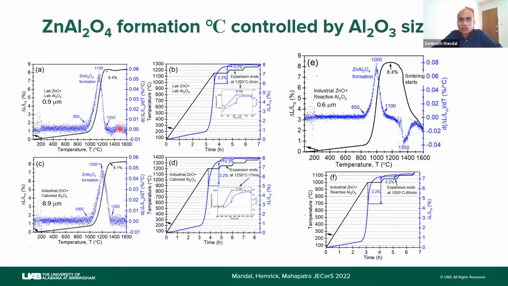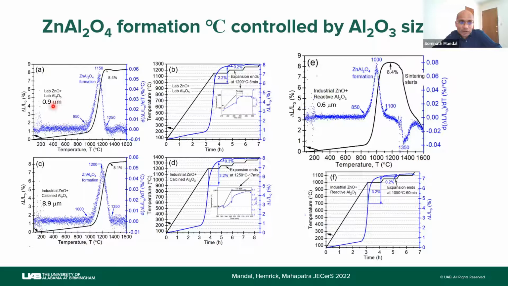So when I used the same industrial zinc oxide but replaced this calcined alumina by reactive alumina, I found that the sintering starts. The sintering actually happens quite appreciably. And this tells us that this zinc aluminate formation temperature is controlled by the alumina particle size as well as its sintering. You can see that the alumina particle size for this one was 0.9 micron, which is higher than this. And so the zinc aluminate formation temperature was 1150, which is higher than 1000 degrees Celsius, just because of this particle size difference.